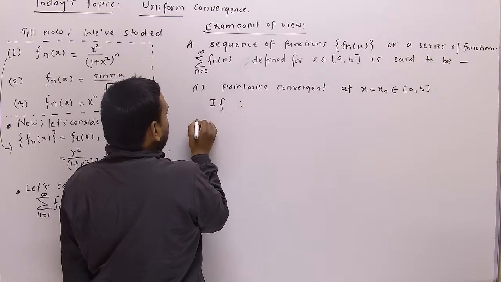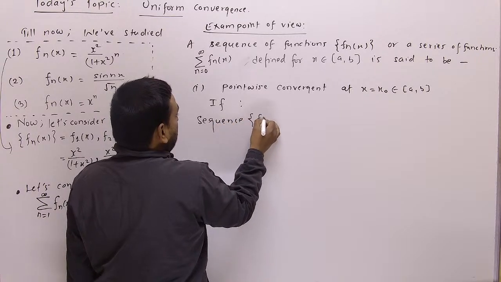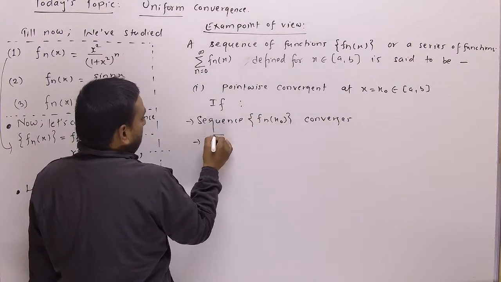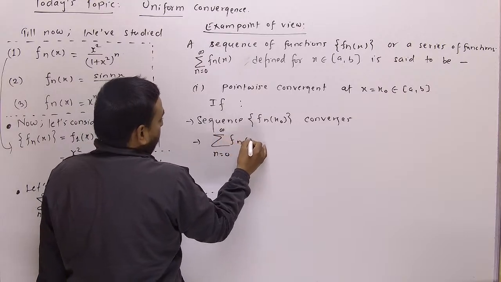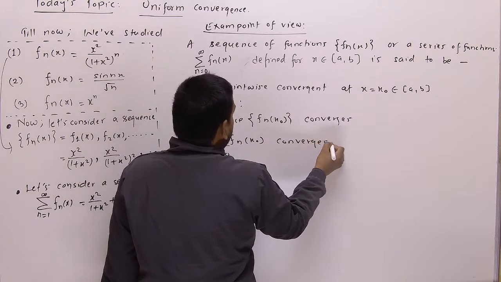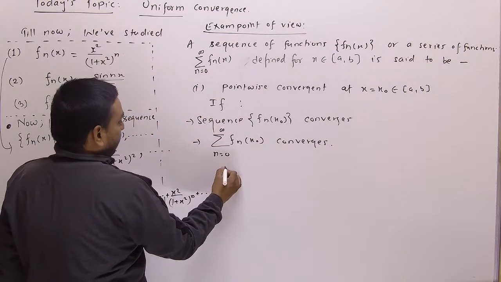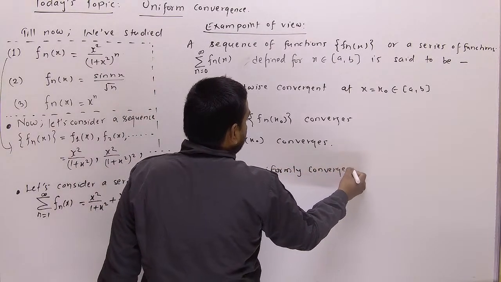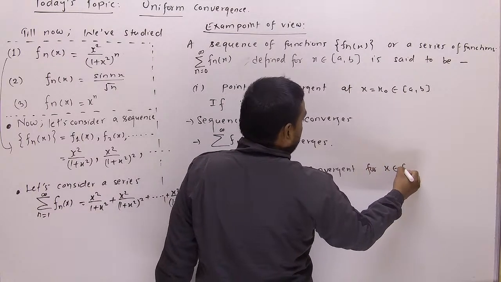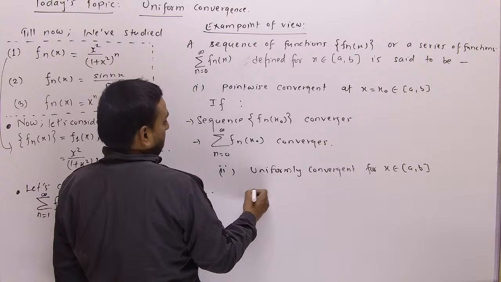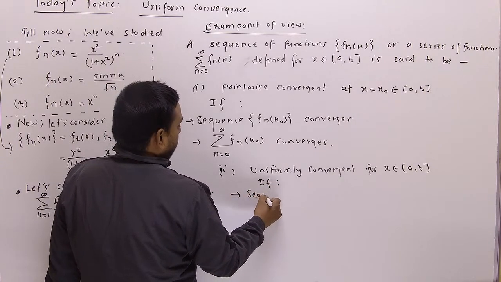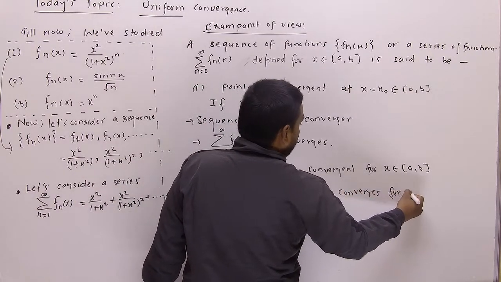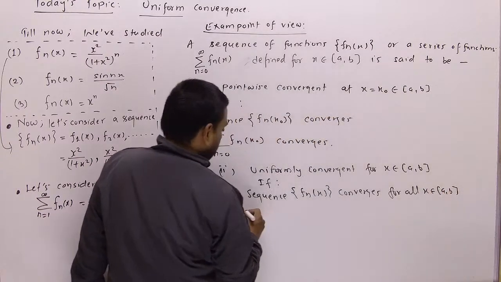if the sequence f_n(x naught) converges, or the series f_n(x naught) converges. Clear? Number second, uniformly convergent for x belongs to (a, b) if the sequence f_n(x) converges for all x, or the series converges for all x.